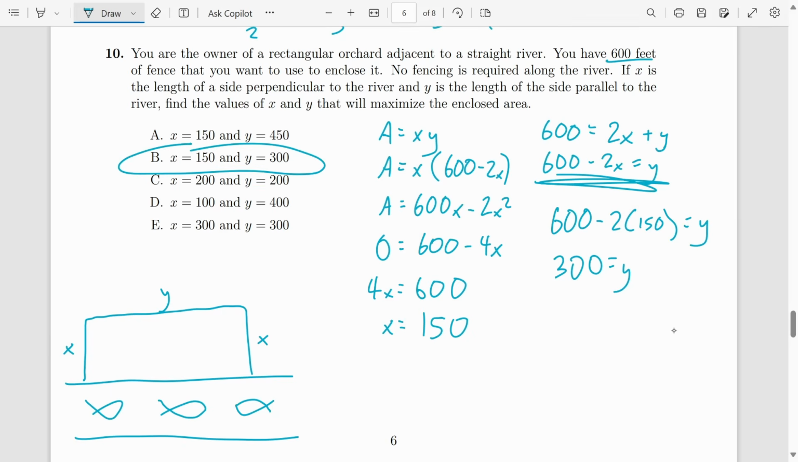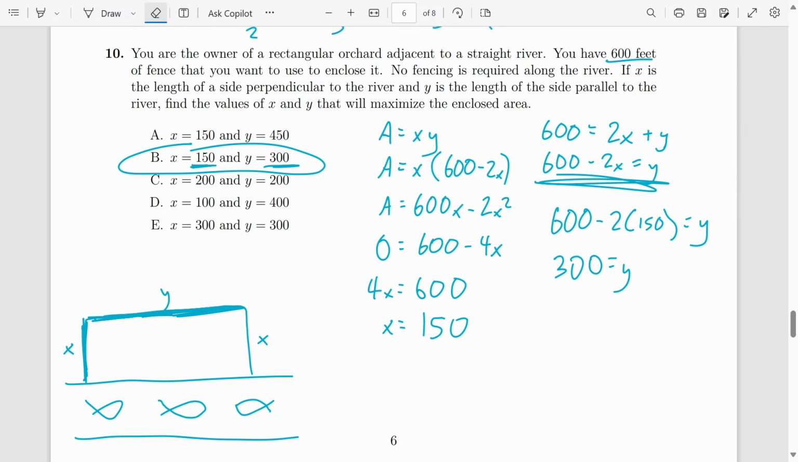Now, before you click off the video or click next to the next question, I want to tell you something really cool. These types of problems, where you've got a rectangular fence where one of the sides of the fence is along a river and doesn't have to be included, you can cheat every time. What you need to know is that the x, the perpendicular side length, will always be 1/2 of the parallel side length. In this case, x is 150, and 150 times 2 is 300.